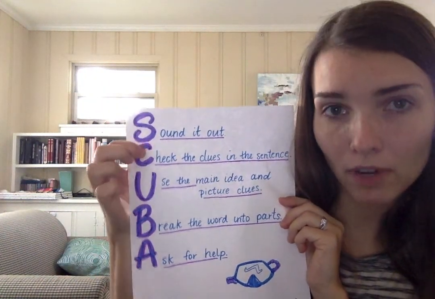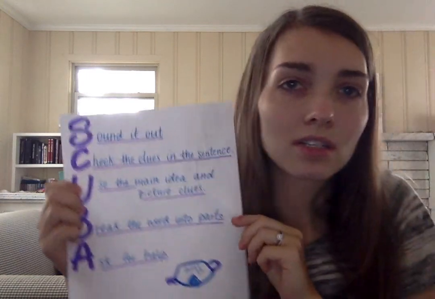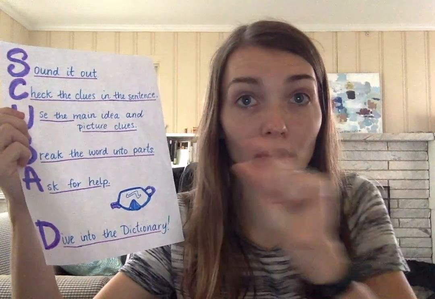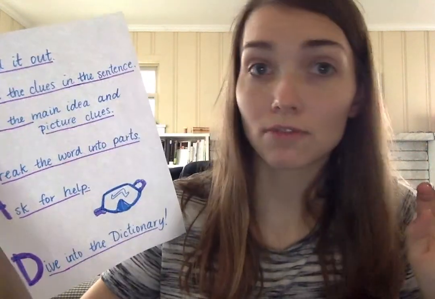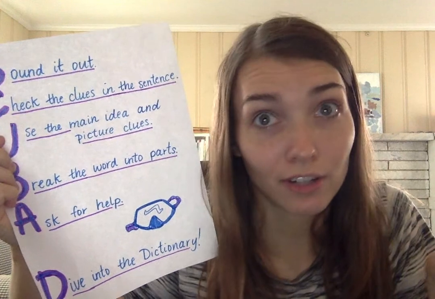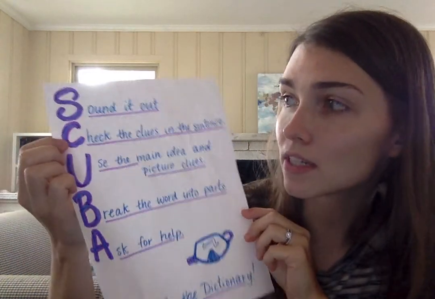If that doesn't help, they'd move on to the next one. Starting with S, sound it out. Sometimes kids just see a word that's intimidating and long and just skip it. But if you teach your students to just sound it out, hey, you might have heard that word before, you may know it. If they still don't know it, move on to C.